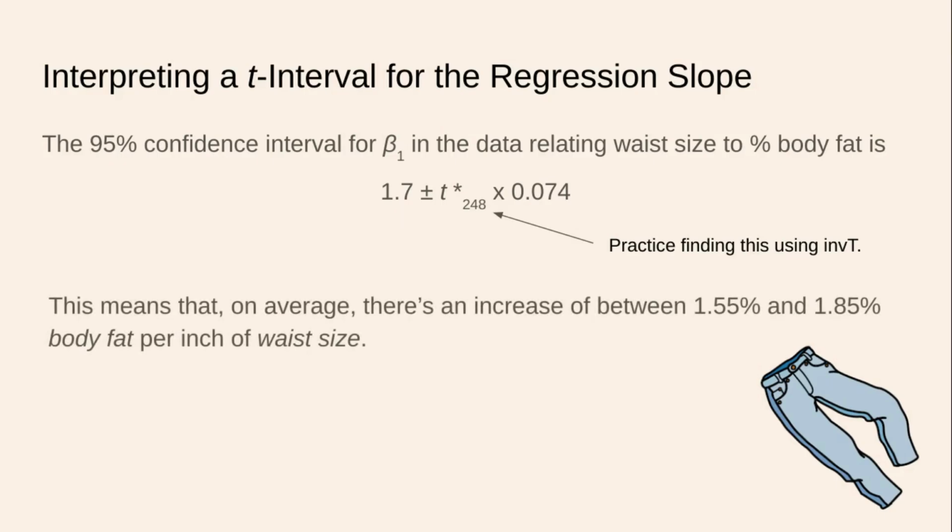So this means that on average, there's an increase of between 1.55%, that would be 1.7 minus my t-star times 0.074, and 1.85%, that's 1.7 plus our t-star times 0.074, body fat per inch of waist size.